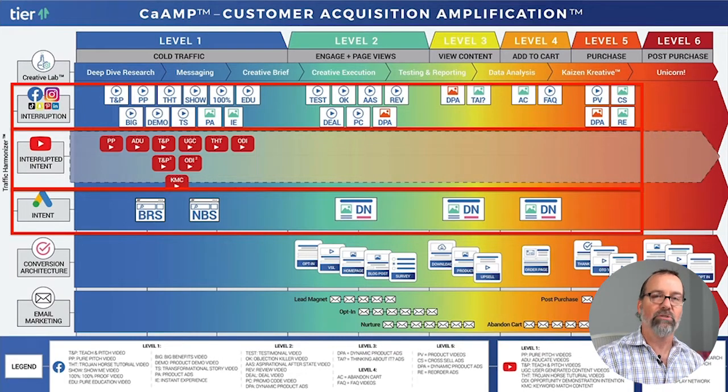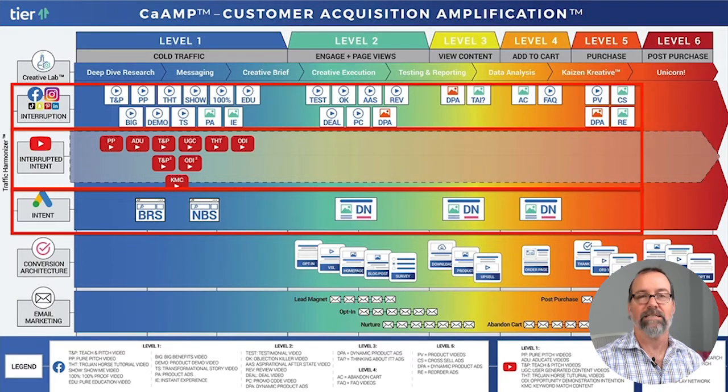A hybrid between that is the interrupted intent section here, which is a number of different assets, and as you guessed it, based upon the icons, that is YouTube. So there's some interruption, sort of lean back, you're watching a video and there's a pre-roll ad that might come up, or there might be a search intent inside YouTube. YouTube, after all, is sort of a big search engine. So there's sort of a combination. So we call that interrupted intent.